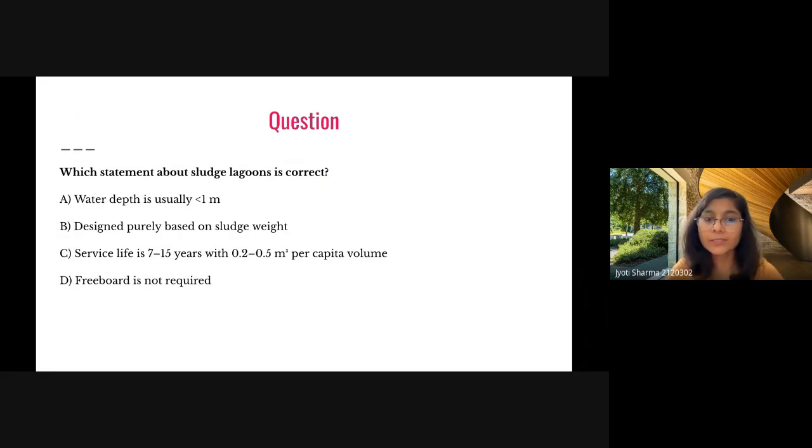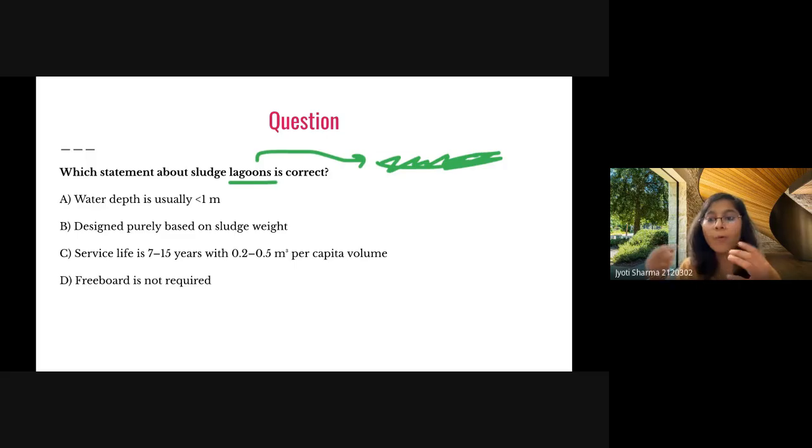So digestion is a biological process, and that biological process we can also have in a shallow pond-like water body, right? In layman's language, if we have shallow ponds, then we can call them lagoons. In such lagoons we can have microbes and decompose our sludge, so sludge can also be treated in the lagoons. You need to tell me the correct statement about sludge lagoons. Let me see the answers here.